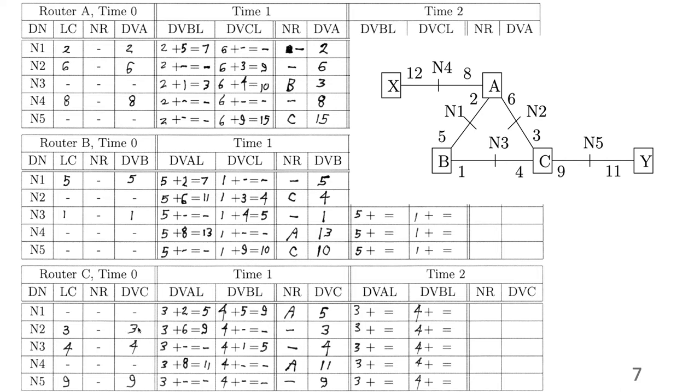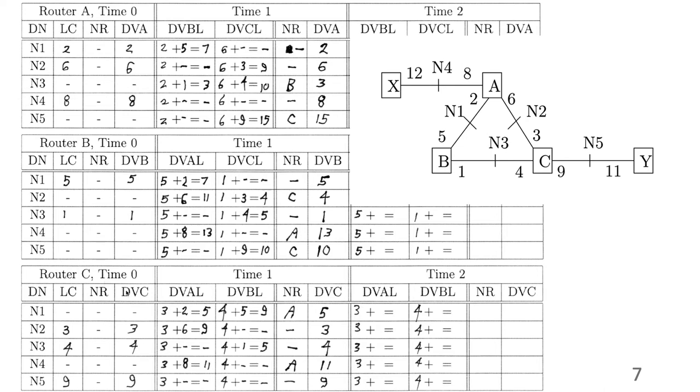For router C, dash, 5, 9, the minimum is 5, A is the next router. 3, 9, dash, the minimum is 3, no next router. 4, dash, 5, the minimum is 4, no next router. Dash, 11, dash, the minimum is 11, and A is the next router. And 9, dash, dash, 9 is the distance vector for router C, and there's no next router.